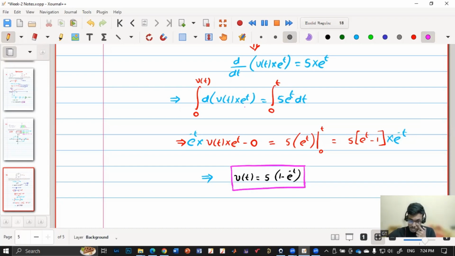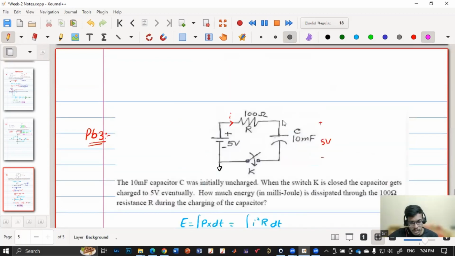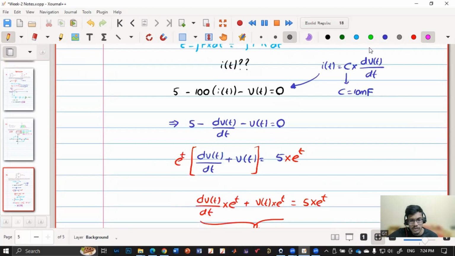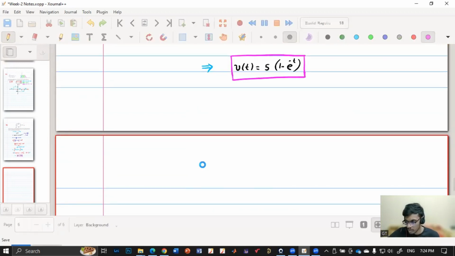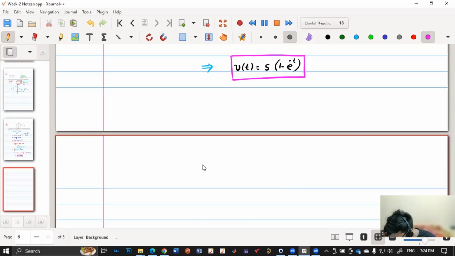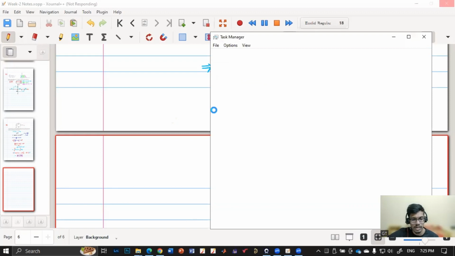Okay. So I got the voltage of the capacitor as a function of time, but I need current as a function of time. So what is the relation between current as well as voltage? Can anyone tell me how to find the current as a function of time from the voltage? I of t equal to C into dV of t by dt. Yes. So can you calculate? You just calculate and tell me what will be the expression.